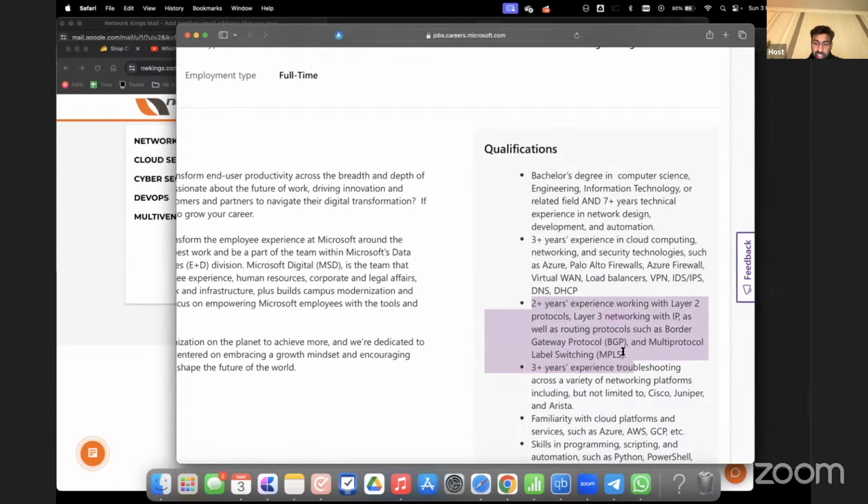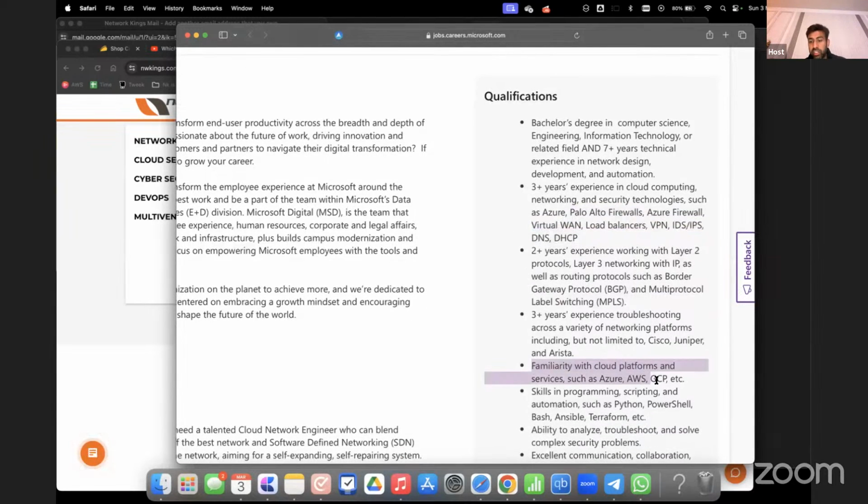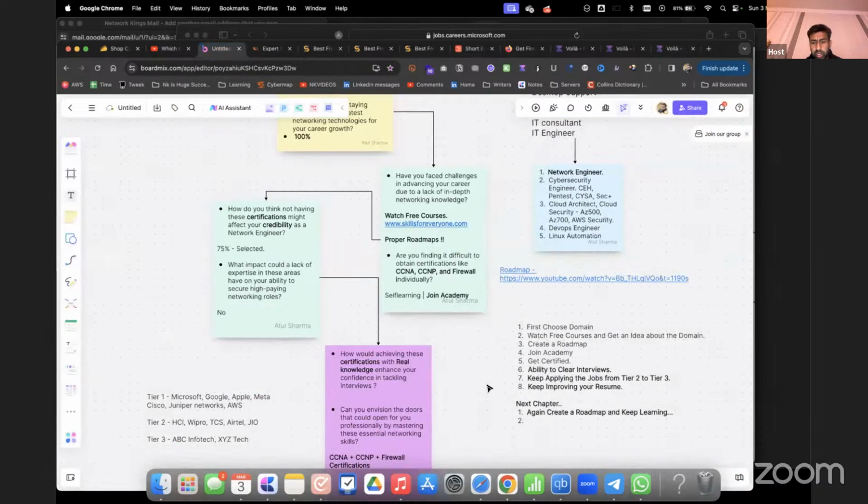So these things, OSPF, BGP, routing, or with Palo Alto, this is what you learn in the CCNA, CCNP, firewalls. But how will you learn the Azure firewall, how do you learn about VPNs, Azure VPNs, all these things, and familiarity with other cloud platforms. So this is the thing, we are teaching people cloud security also. We are teaching people DevOps also. So keep learning, guys, and you can always learn. Don't stop learning, because that is very, very important.